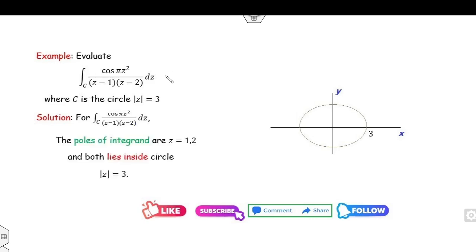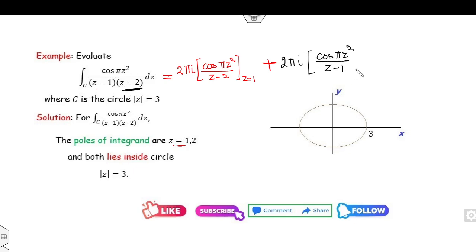Fine. So how can you find that? It is 2 pi iota. When you do it for z is equal to 1, your f(z) will be cos pi z square over z minus 2 at the value z is equal to 1, plus 2 pi iota corresponding to z minus 2. Your f(z) will be cos pi z square over z minus 1 at z is equal to 2.